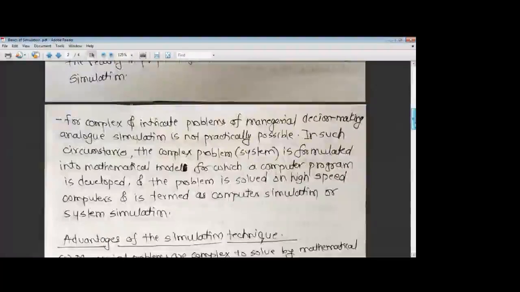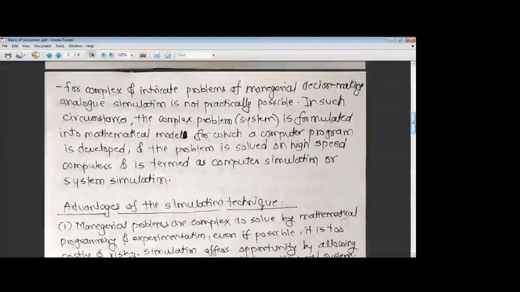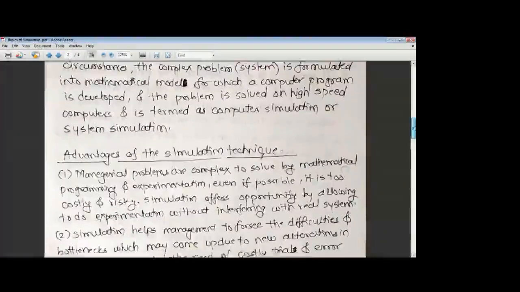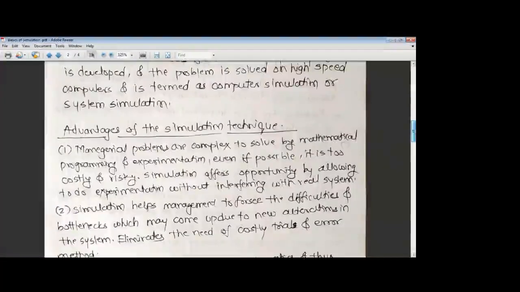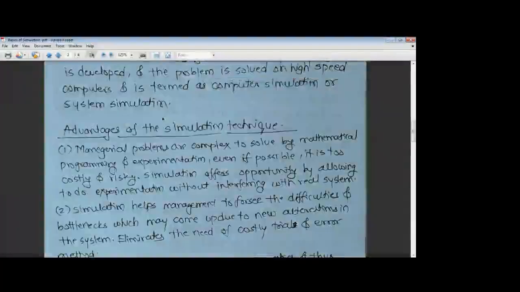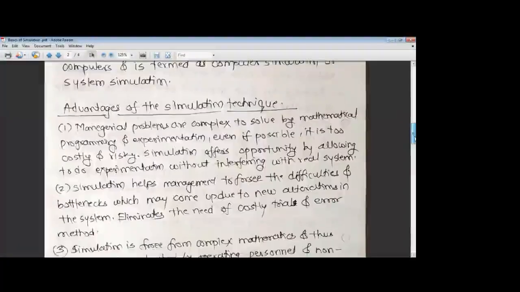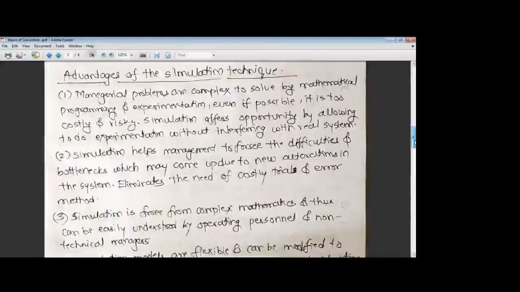But if there is no possibility of making a physical model for a particular problem, then you can think of representing it in a mathematical format, and then a computer program to run this can be made. On a high speed computer, you can do the simulation, and this is called a computer simulation or a system simulation, right? So, analog and system simulation, I'm hoping that you have understood the difference. And this is just the basics of the simulation.